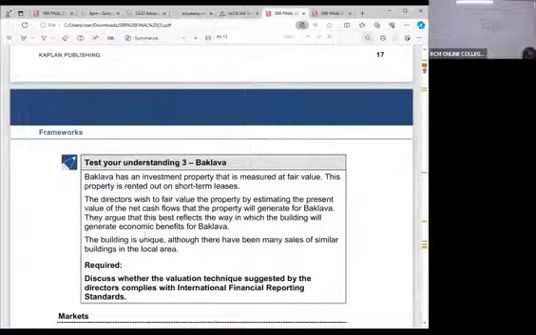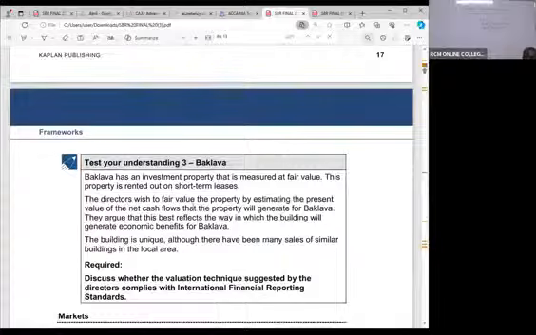The building is very unique, although there have been many sales of similar buildings in the local area. So discuss whether the evaluation technique suggested by the directors complies with international financial reporting. Ladies and gentlemen, we are told here that what they're trying to use is valuing their property using the net cash flows discounted technique.